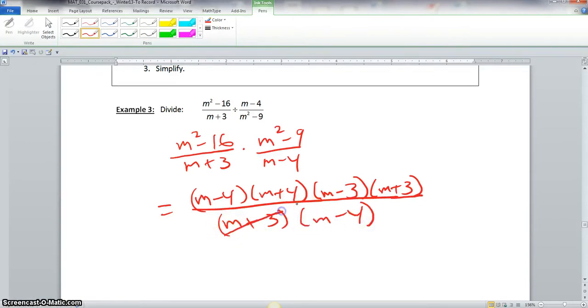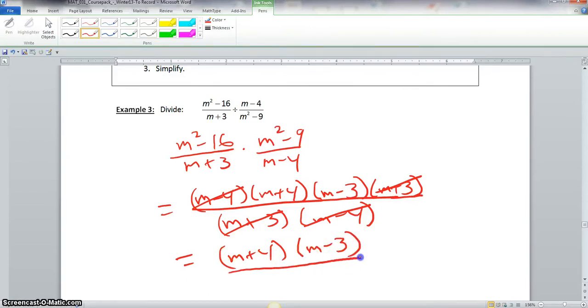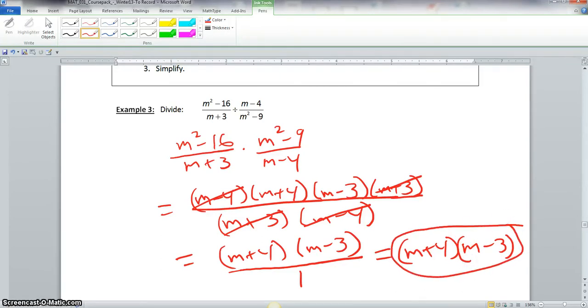Now we simplify. The m plus 3's and the m minus 4's will simplify out. And now your numerator, you have m plus 4 times m minus 3 all over 1. And we know anything divided by 1 is itself, so it's m plus 4 times m minus 3. And that is our final answer.